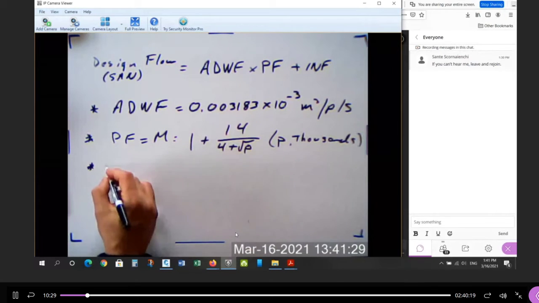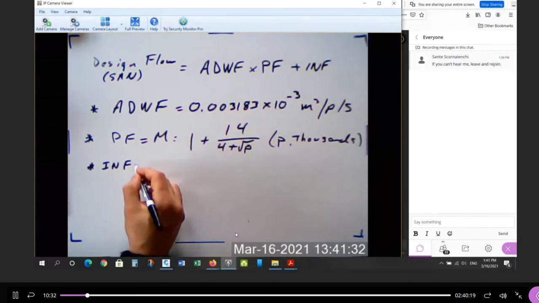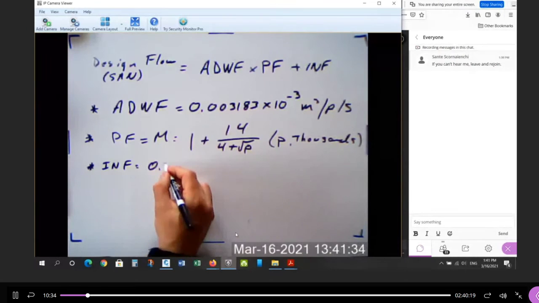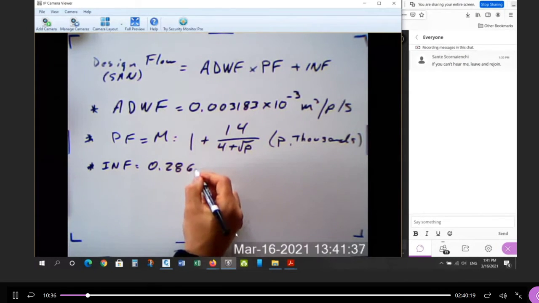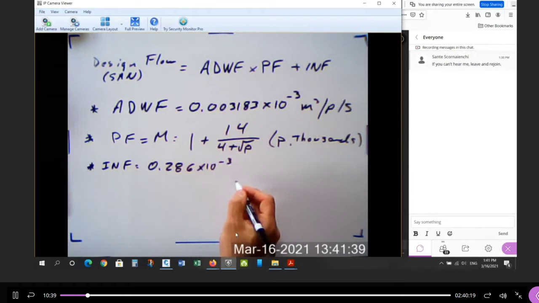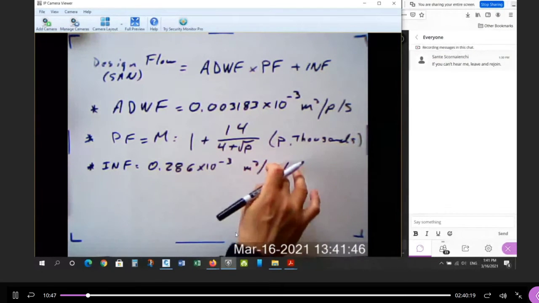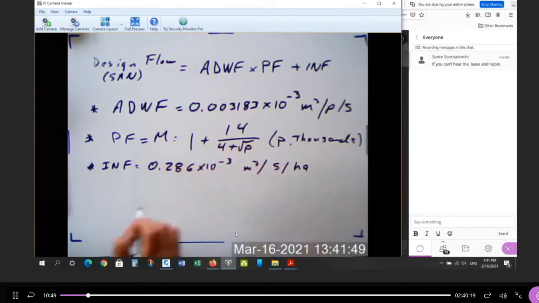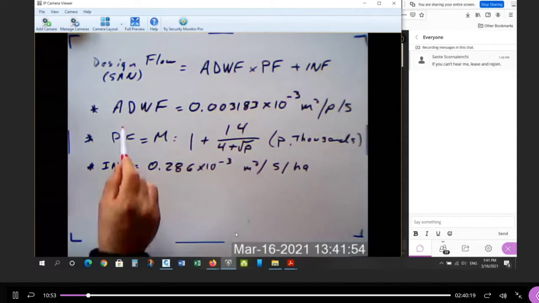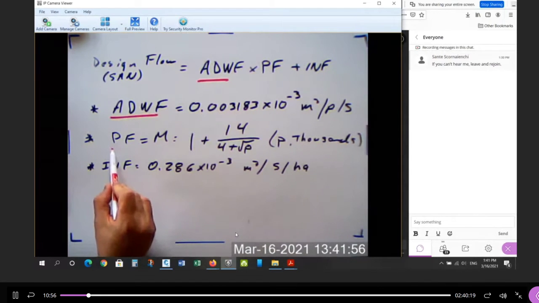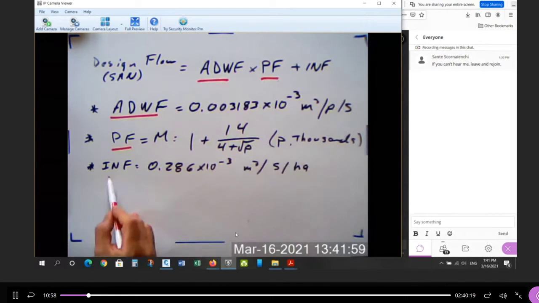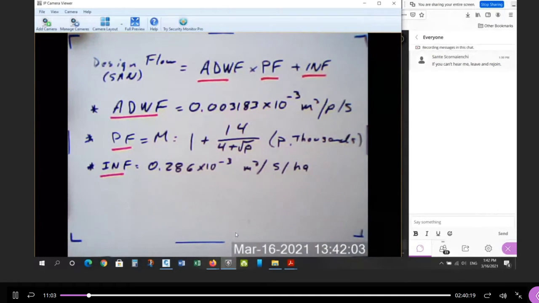And then finally we have infiltration, which is just a constant rate. Infiltration is equal to 0.286 times 10 to the minus 3 cubic meters per hectare per second. It really doesn't matter how you write it, per second per hectare. Okay. So at the end of the day, we take this times the peaking factor plus the infiltration. And that's how you calculate your expected flow.